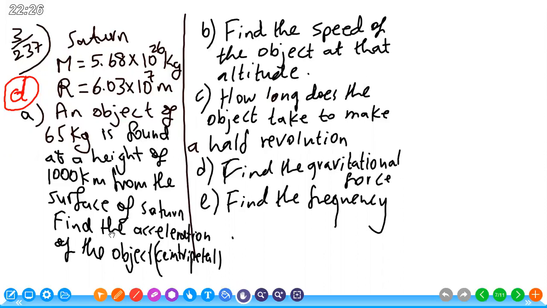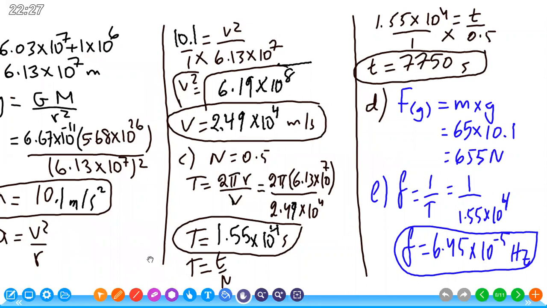Okay, my question here is find the acceleration of the object, and find the centripetal acceleration, which is the gravity. And then I ask a question in order to practice the other equation. So find the speed of the object at that altitude. Then how long does it take the object to make a half revolution? And then find the gravitational force that is available in the question itself. And finally, find the frequency. So let's go. So the first part.